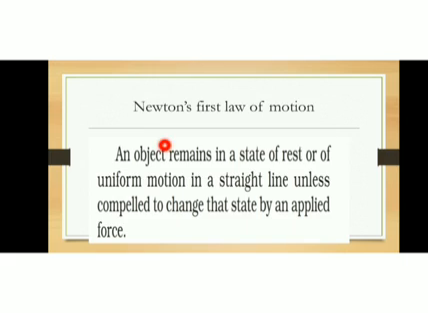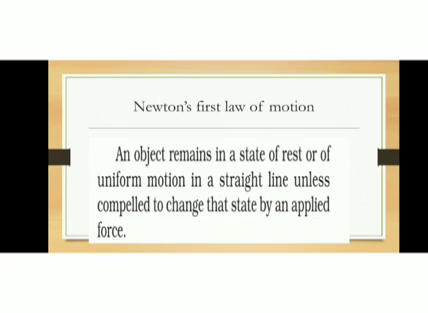An object remains in a state of rest or of uniform motion in a straight line. So what is the meaning of this statement? Consider an object. If it is in a state of rest, it will continue to remain in that state of rest unless it is compelled or forced to change that state by an applied force.